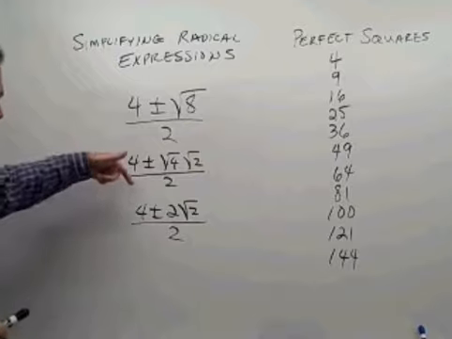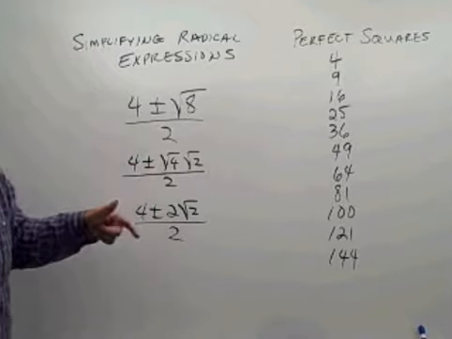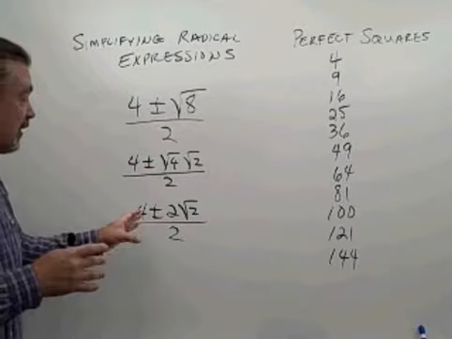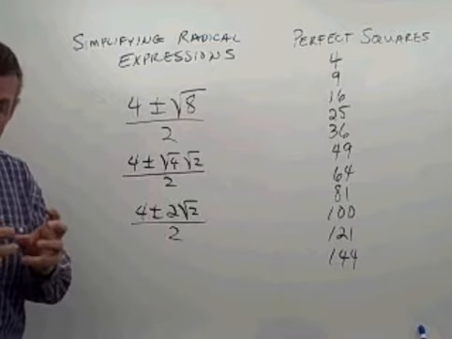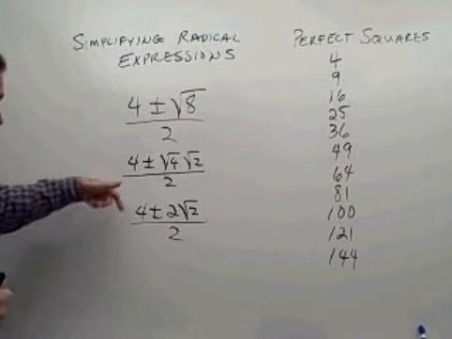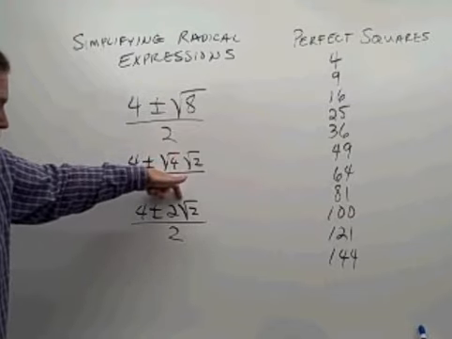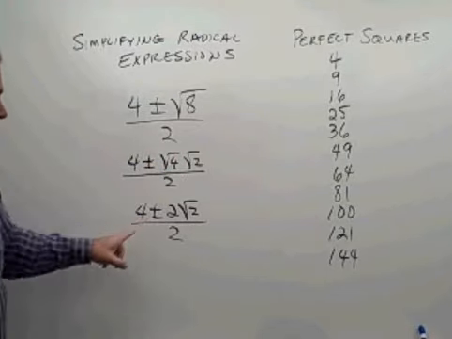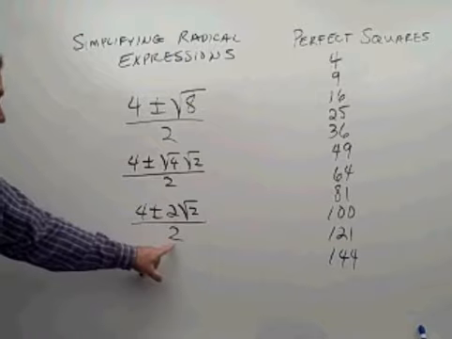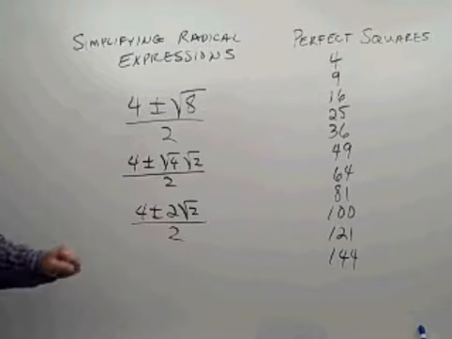But now I should notice that I have two terms here. Remember, terms are quantities that are joined by addition and subtraction in an expression. So I have the term of 4. I have the term of 2 times the square root of 2. Both of these have a factor of 2. I can divide this 2 into both of those terms.